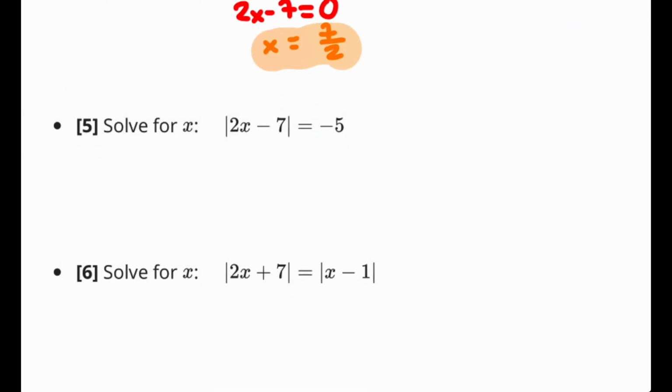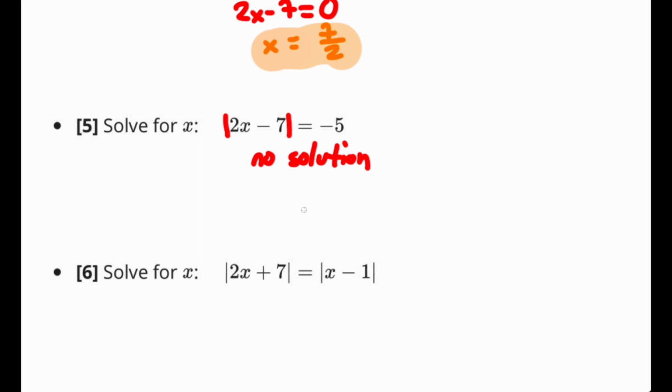So again, pausing the video, doing the problems, and then playing the video definitely helps. Let's see here, this one. Now this one's equal to a negative 5, but there is no way you can have a negative if there's an absolute value. So whenever you see this, a light bulb should be going off in your head. There is absolutely no solution because you cannot get a negative out of an absolute value. That is impossible. So the answer for this one would just be no solution.